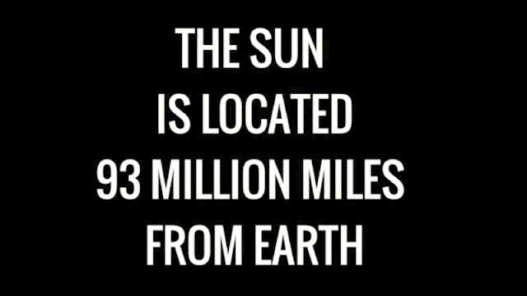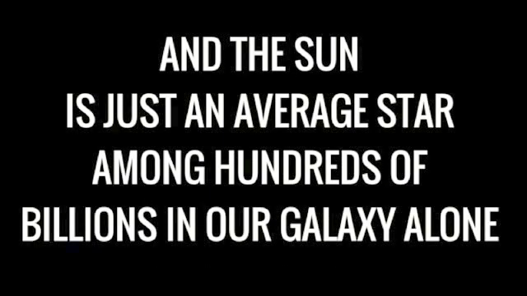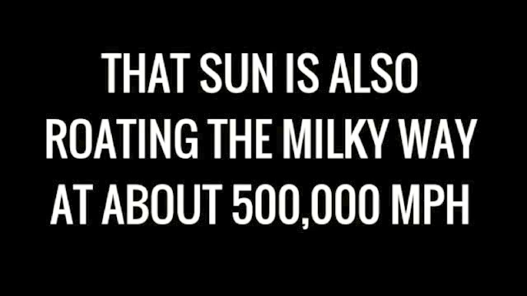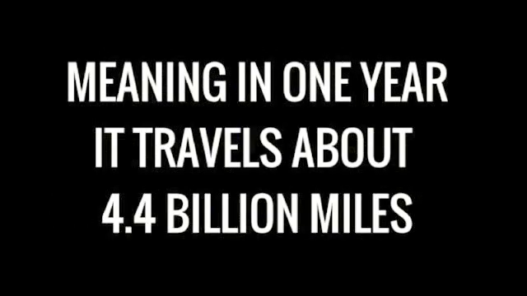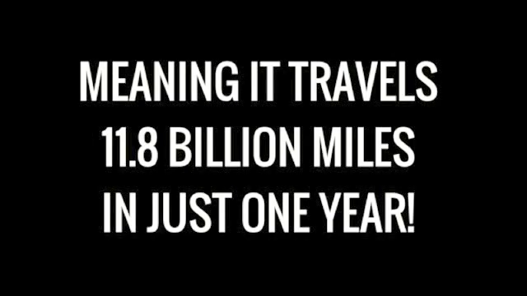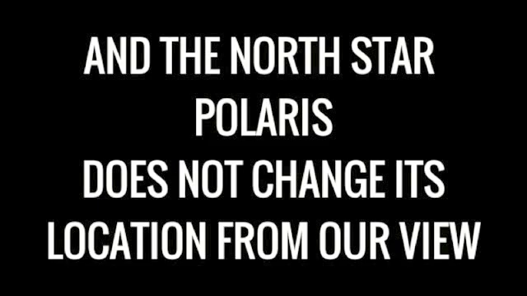million miles from Earth. And that Sun is just an average star out of the hundreds of billions in our galaxy alone. And the orbit of the Sun means we travel 584 million miles in 1 year, while the Sun also orbits the Milky Way galaxy at about 500,000 miles per hour, meaning it travels 4.4 billion miles in that same year, while the Milky Way galaxy is traveling at 1.34 million miles per hour, meaning it traveled 11.8 billion miles in that same year. Now, after all that, we never feel a thing. Add to that, the North Star Polaris doesn't change its location from our point of view. You may call it science, I call it a belief. In other words, I call it bullshit.